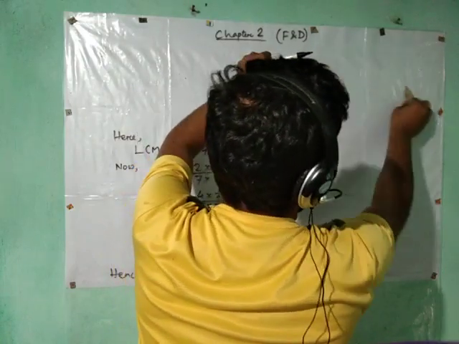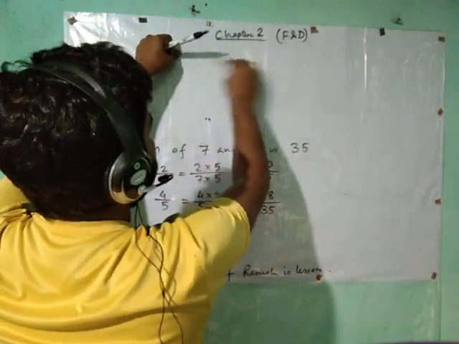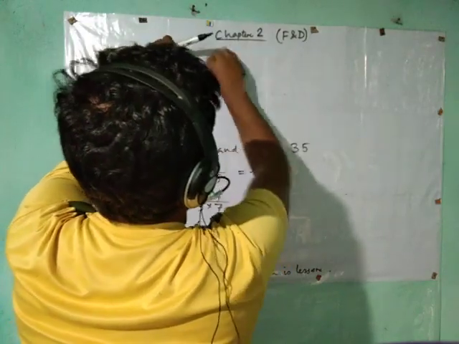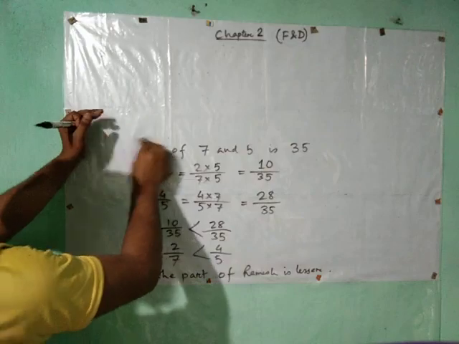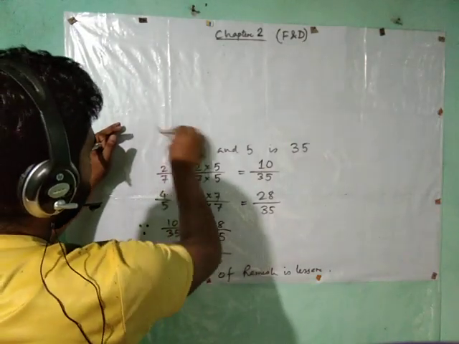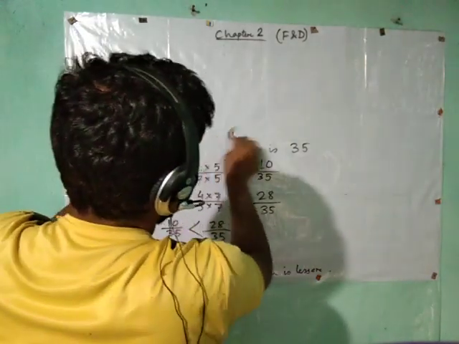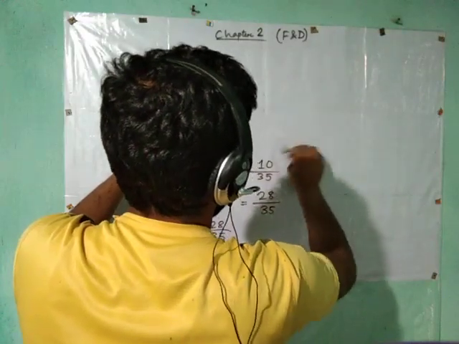Actually, it is very difficult to write on a polythene, right? Writing is not a problem, but rubbing is a bit difficult.